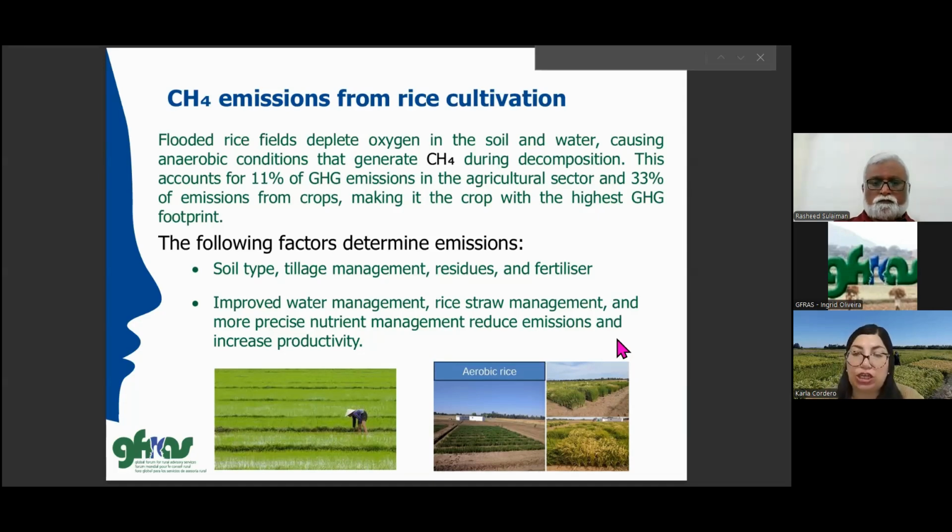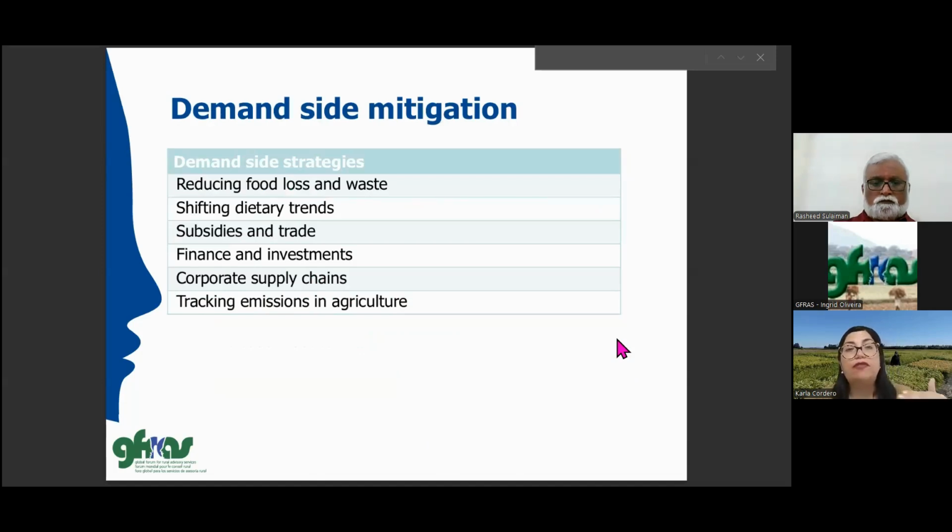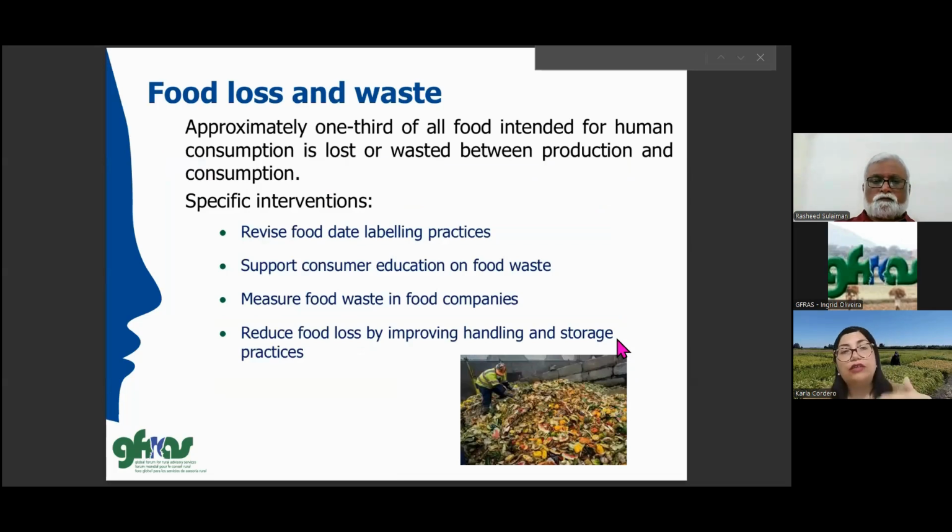and reduce and mitigate the GHG impact. Also, we have the demand side mitigation, which is going to be reducing food loss, shifting dietary trends, subsidies and trade, finance, investment, corporate supply chains, and tracking emissions in agriculture. For example, with food loss and waste, we can revise food date labeling practices, support consumer education on food waste, measure food waste in food companies, and reduce food loss by improving handling and storage practices.